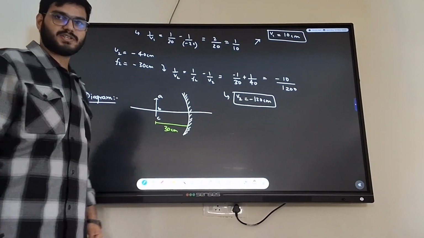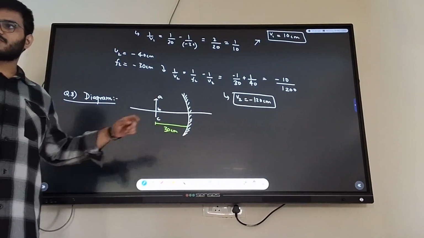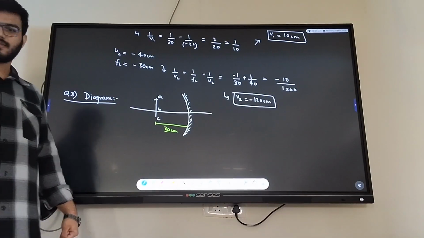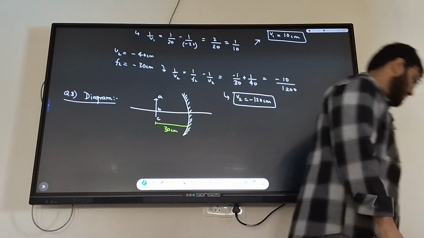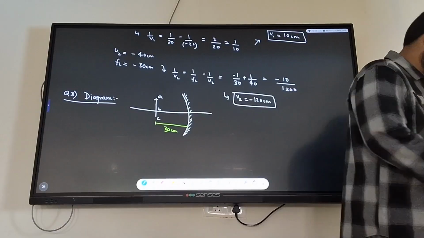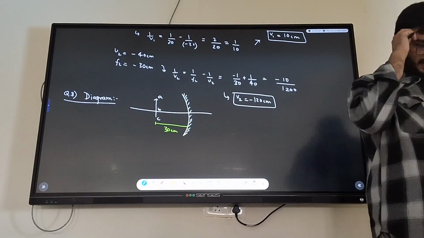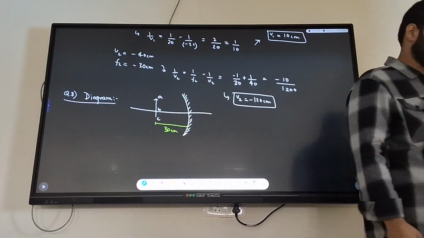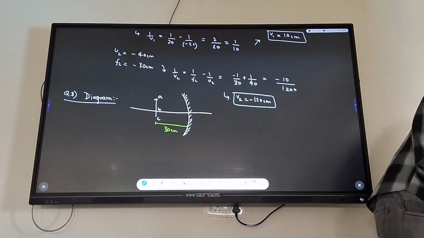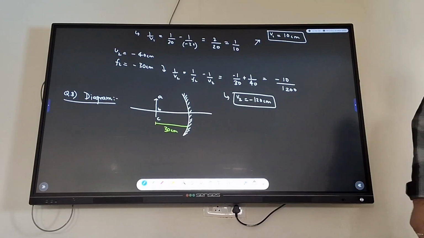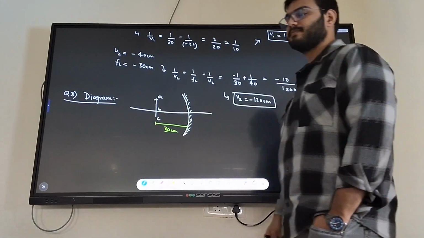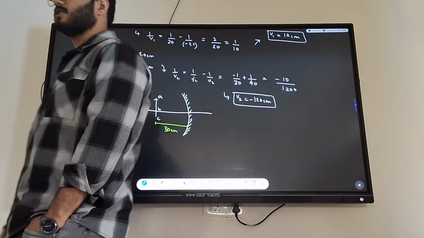This is given in the question. Find the image of this. I think this is the question, and some focal length is also mentioned. Yes, 20 centimeter focal length is given. AB length and BC length is also given. Can you find the image? How should the image look like?